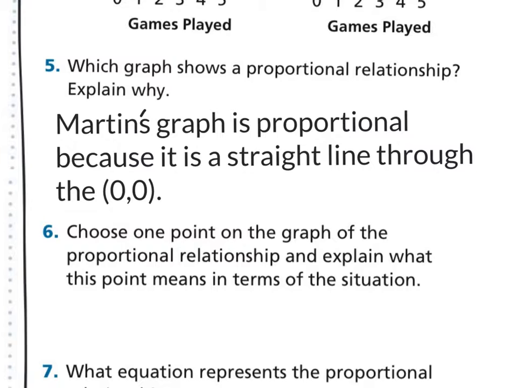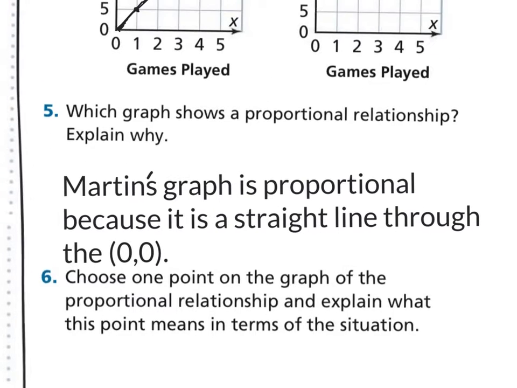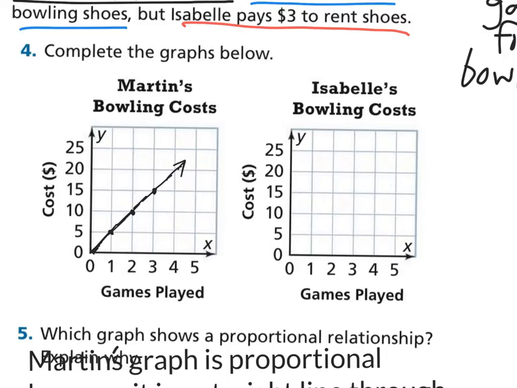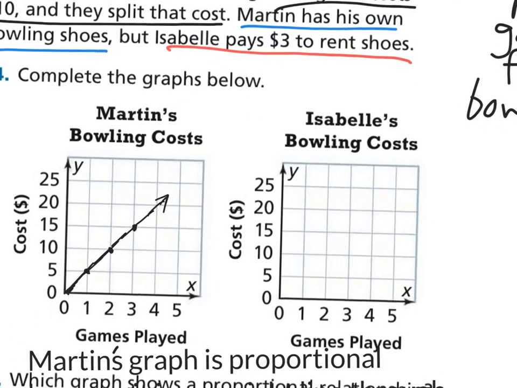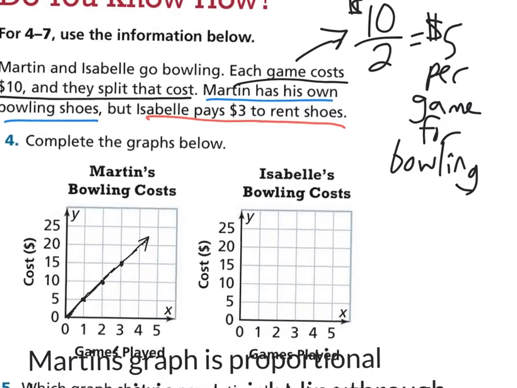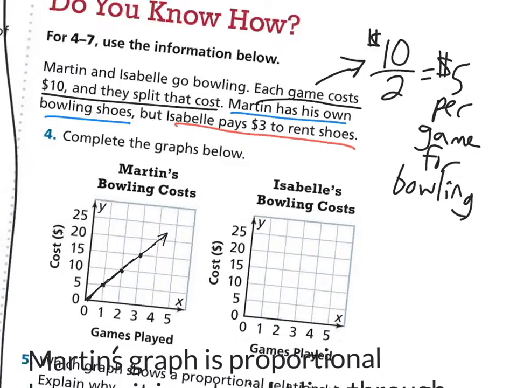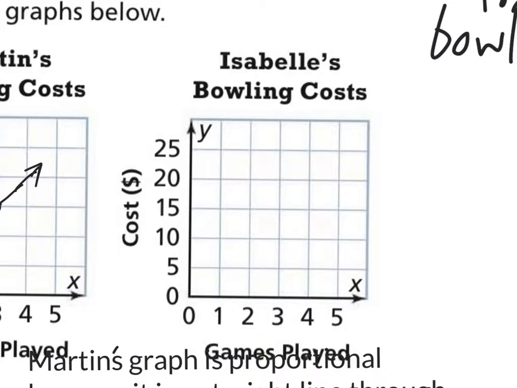And then we can go back and look at Isabel's graph. So Isabel's graph is a slightly different situation because she is paying to rent shoes. So she's going to pay the $5 per game, but then she also has to pay for some shoes. So her first game, she is paying $5 for the game plus $3 for her shoes. So one game would be $8. They're going by 5s here, so that's going to be a little hard for us to draw. But that would be at the point 1, 8. If you want to label it, since it's not an exact point, you can do that.